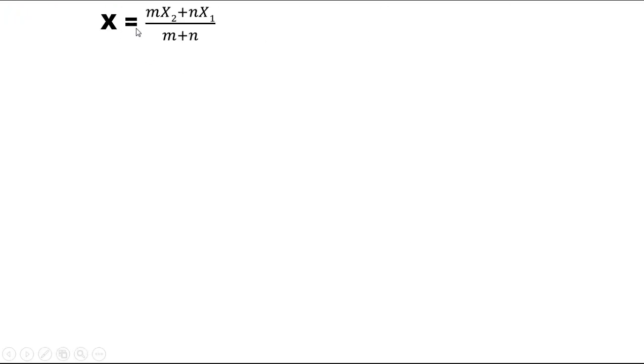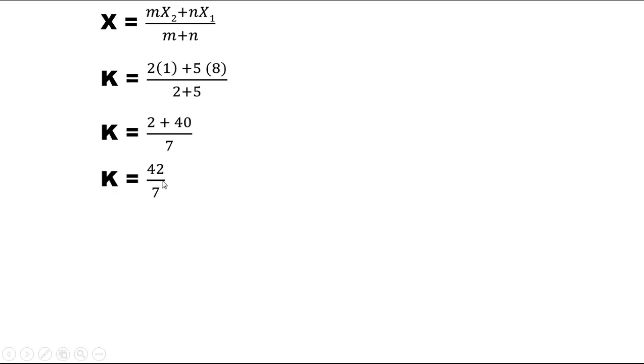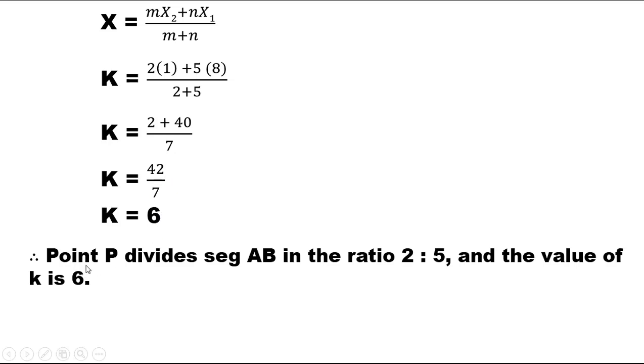The x coordinate is equal to m of x2 plus n of x1 divided by m plus n. K is equal to 2 into 1 plus 5 into 8 divided by 2 plus 5. K is equal to 2 plus 40 divided by 7, which is equal to 42 upon 7, which is equal to 6. K is equal to 6. The point P divides the segment AB in the ratio 2 is to 5 and the value of k is 6.